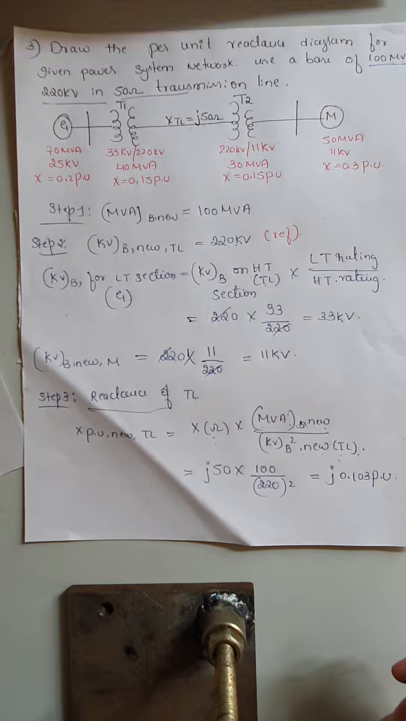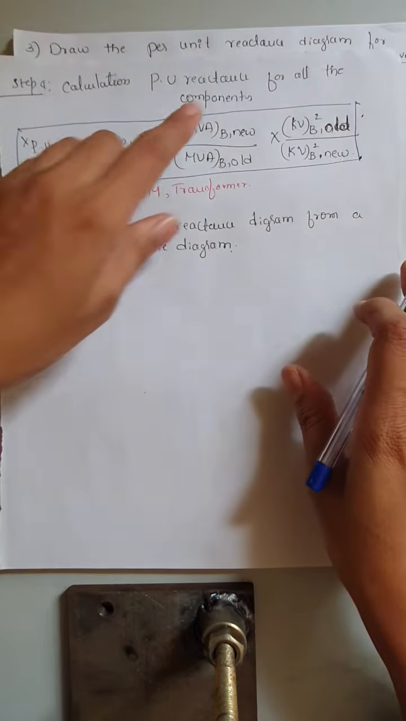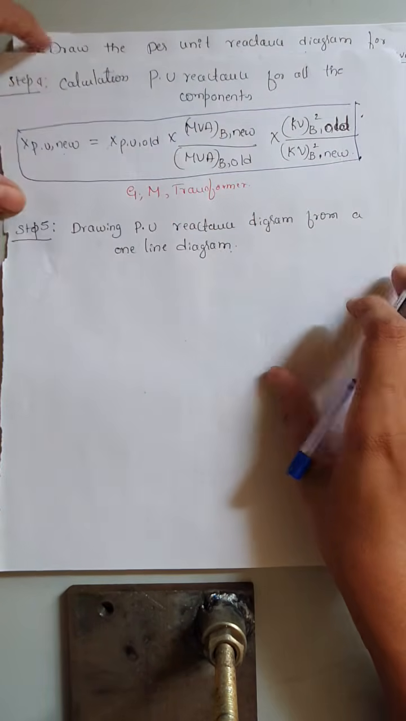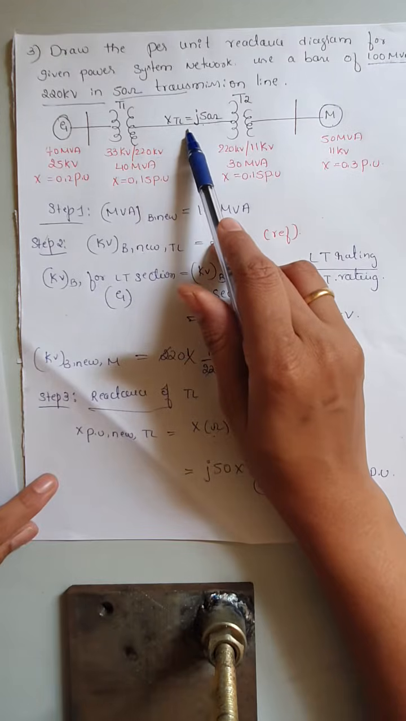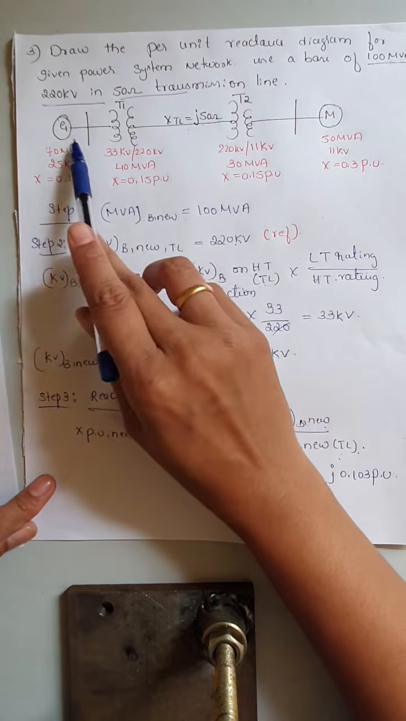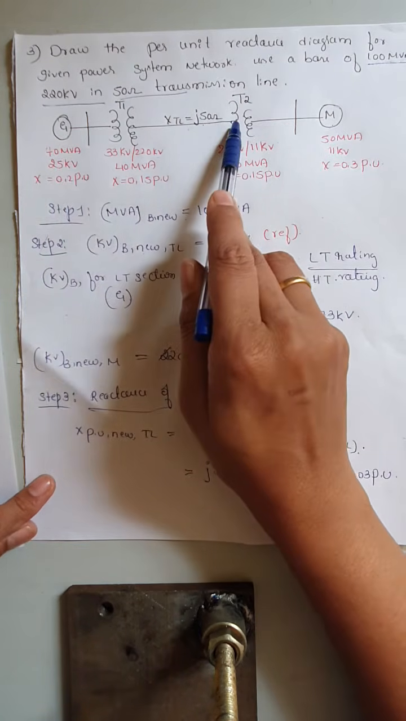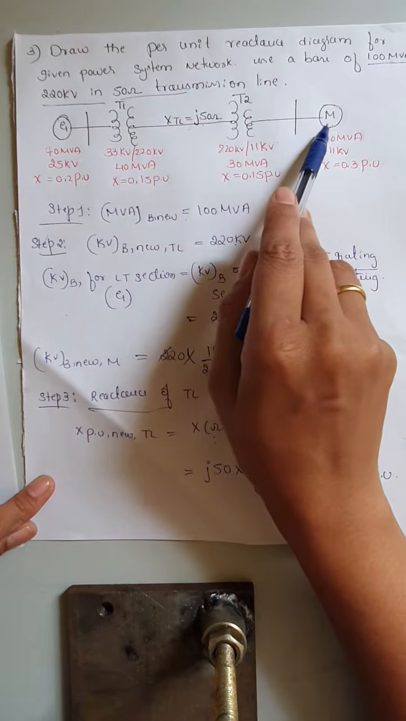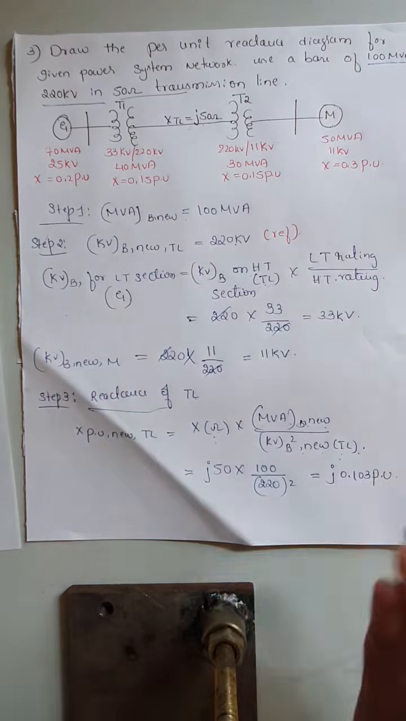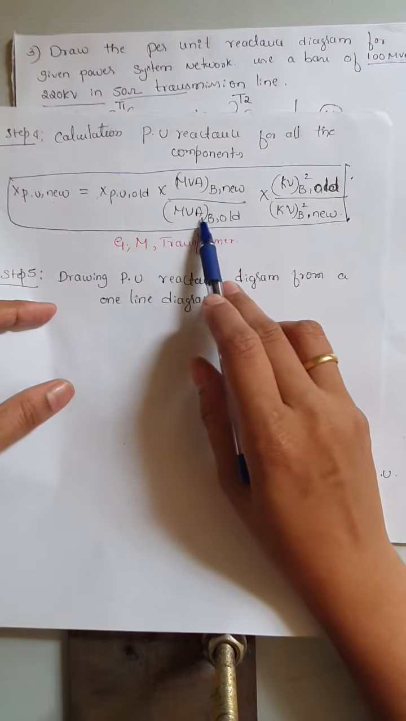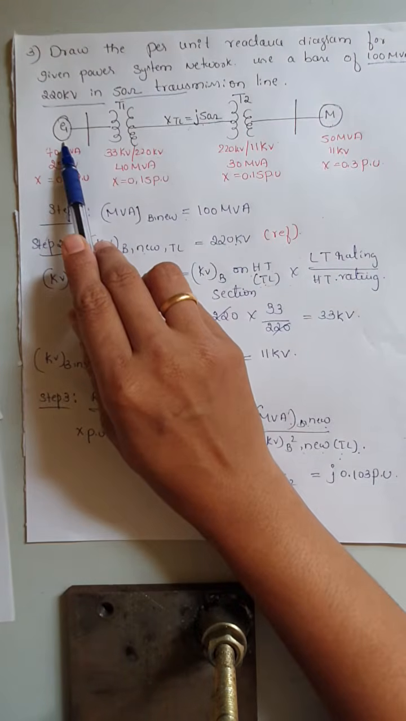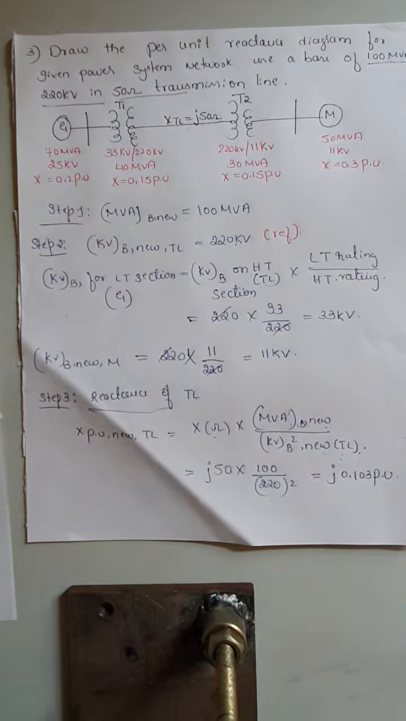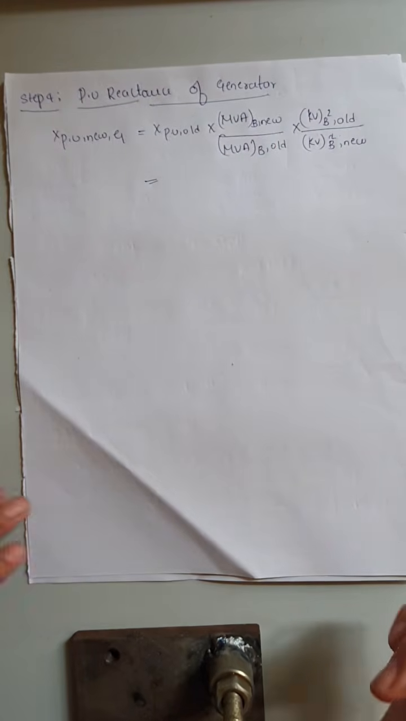So next, step 4 is the calculation of per unit reactance for all the components using this formula. Which components are we going to calculate the per unit reactance for? Excluding the transmission line, we have the generator, T1, T2 transformers, and the motor. For all these components we are going to calculate per unit reactance using this formula. So first we proceed with the generator per unit reactance calculation. This is the formula as I have written.